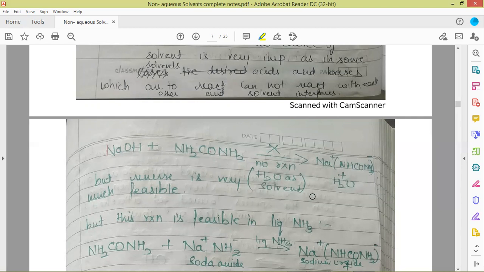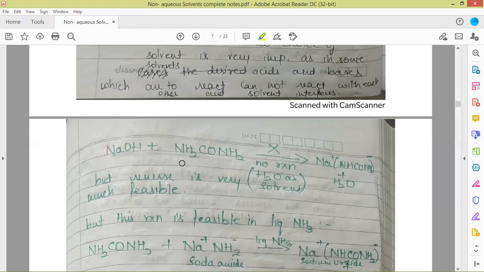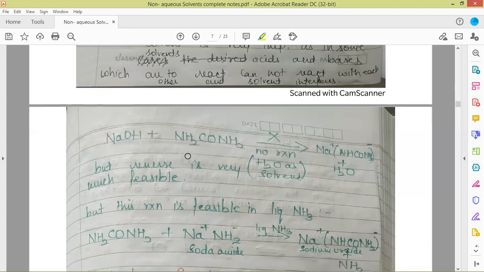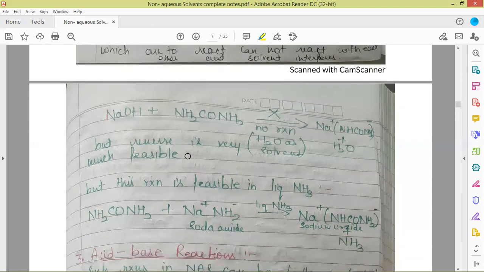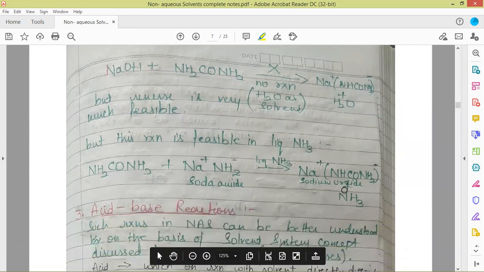But the reverse reaction is feasible. If we take this salt and we react it with water, we will obtain urea and sodium hydroxide in the dissolved form in water. But if we take a strong base in ammonia, that is sodamide, and urea, here urea will behave as an acid and sodamide will behave as a base and we will get the formation of this salt, which is called sodium uride.